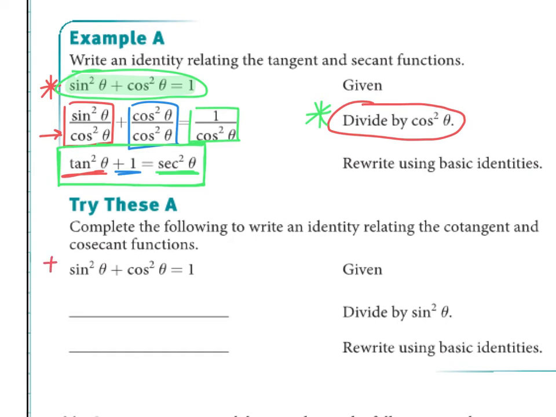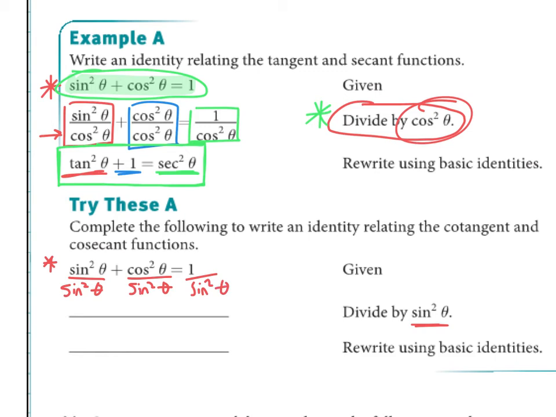Let's start out again with the big dog, sine squared plus cosine squared equals 1. In the first example, we divided by cosine squared. This time, let's divide everything by sine squared. These are really the only two options. You're not going to have to divide by everything. So if you just remember these two, if we divide all the terms by sine squared theta, let's see what we get.